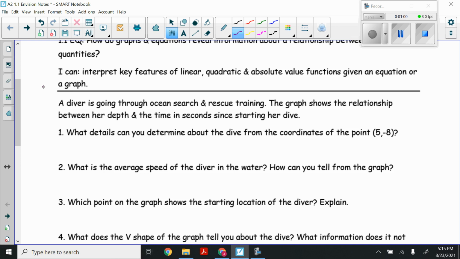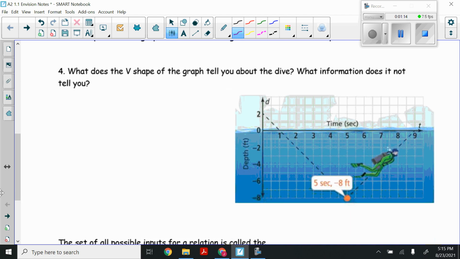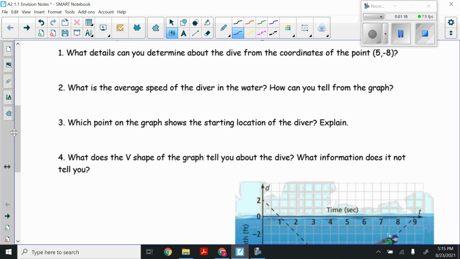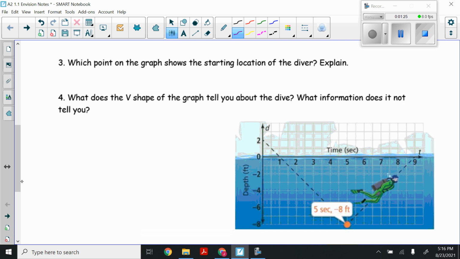So the very first question says, a diver is going through ocean search and rescue training. The graph shows the relationship between her depth and the time in seconds since starting her dive. So we see this is our picture down here. Our very first question: what details can you determine about the dive from the coordinates of the point (5, -8)? So let's look at that point, (5, -8), right here. What do we know about the dive at that point?